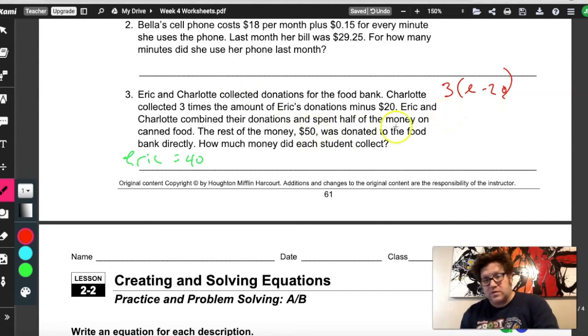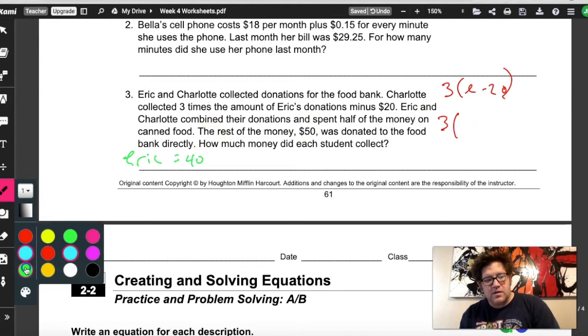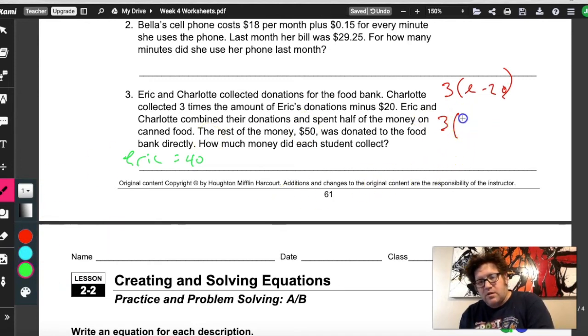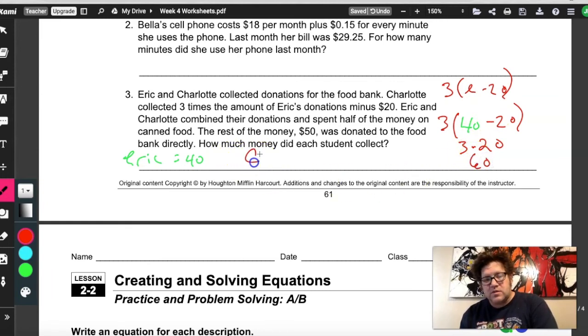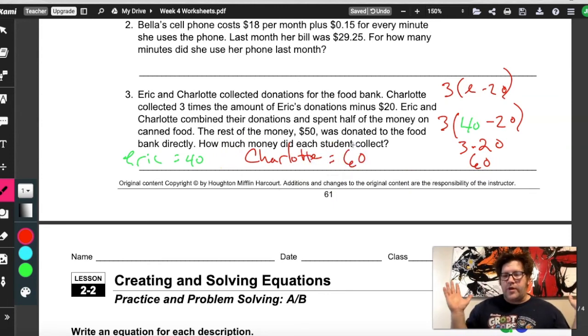All right. So let's write it down. We're going to say 3 times, and now we know that E was 40. So we're going to say 40 minus 20. Okay, 40 minus 20 is 3 times 20. So we got 60. So that means Charlotte had $60. And we're done.